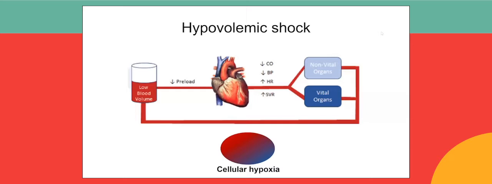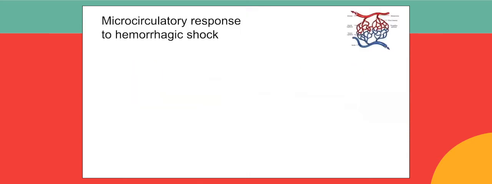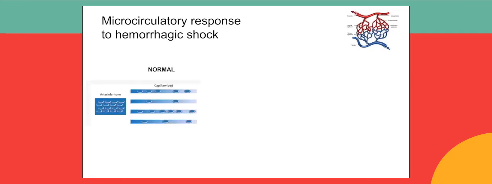So there seems to be quite a disconnection between the parameters that we use to describe hypovolemic shock versus what is really happening at the tissue level. So let's take a look at the tissue level. What are the microcirculatory responses when you have shock due to bleeding?